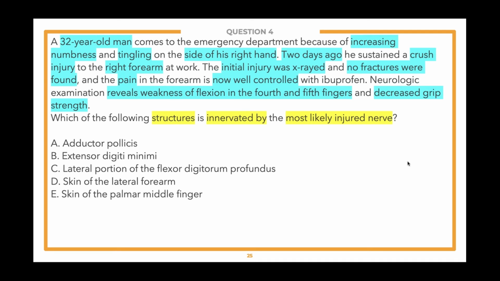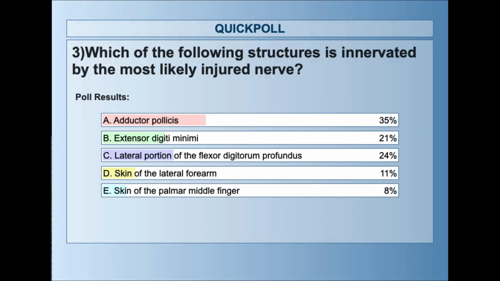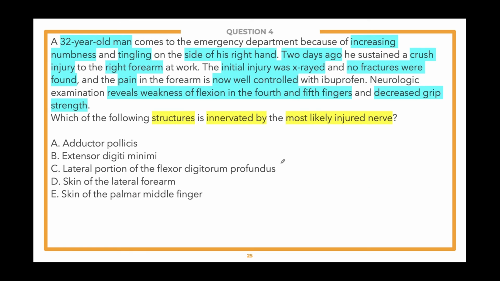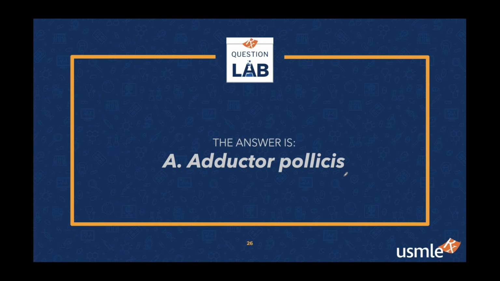So the favorite here, 35%, was adductor pollicis, and then 24% of you selected lateral portion of the flexor digitorum profundus. So let's take a look and see what the correct answer is. And the correct answer is A, adductor pollicis, and 35% of you got it right. So it was a challenging question.